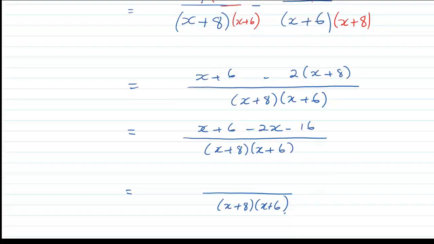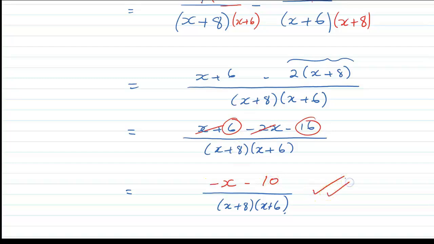And the next step, you just get rid of this bracket on top right here, multiplying 2 through, and that's what you will get. And then we have to add and subtract like terms. x minus 2x is minus x. 6 minus 16, that's minus 10. And this would be your final answer when written as an expression. All right.